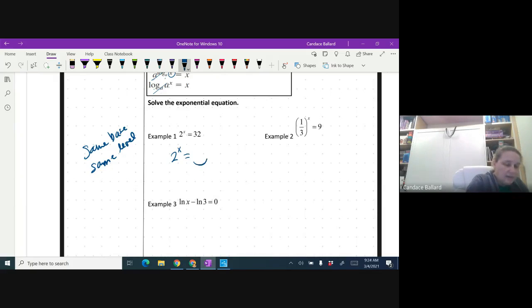Is there another name I could give 32 as a base of 2? Can you tell me that in the chat, please? What's another name for 32 as a base of 2? What do you guys think? Can I write it as 2 to some power?